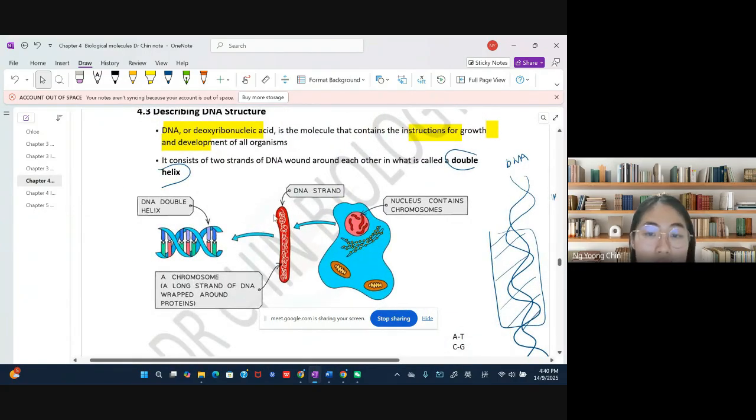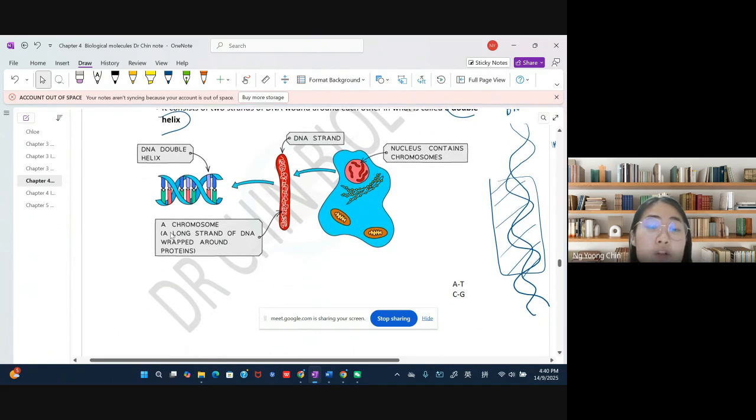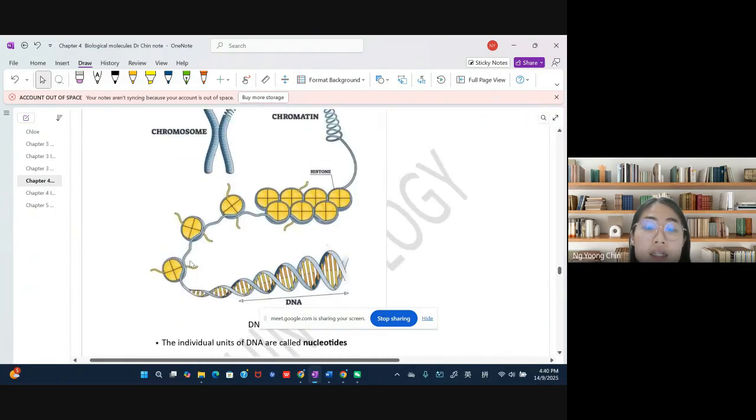Okay, yeah. So inside this nucleus of the body cell, they contain a lot of chromosomes, and those chromosomes are made from the strand of the DNA. Okay, so you can see, right, a chromosome is made from the long strand of DNA wrapped around the proteins. So become like this. Okay, so this is the DNA. DNA is like the raw material, so it's something like this. So this is the DNA.